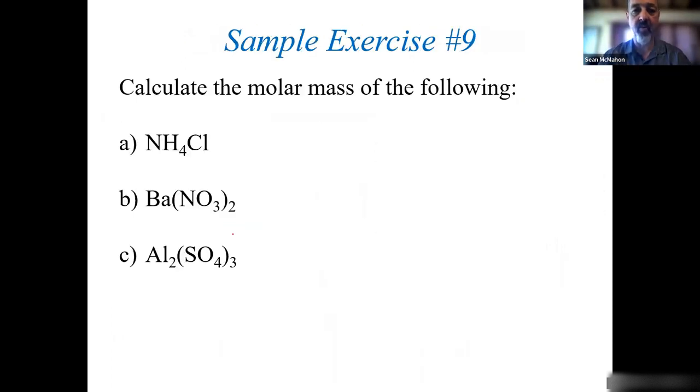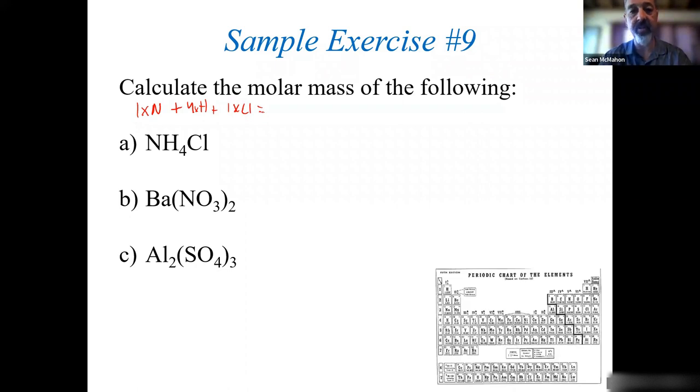Okay, so why is that important? Well, we should be able to calculate the molar mass of any formula, right? So NH4Cl, how would I get that? Well, there's 1 nitrogen. I would add 4 of the hydrogens, and then I would add 1 of the chlorines. Okay, and you should come up with, when you use a periodic table, 53.50 grams per mole. Same with the barium nitrate.